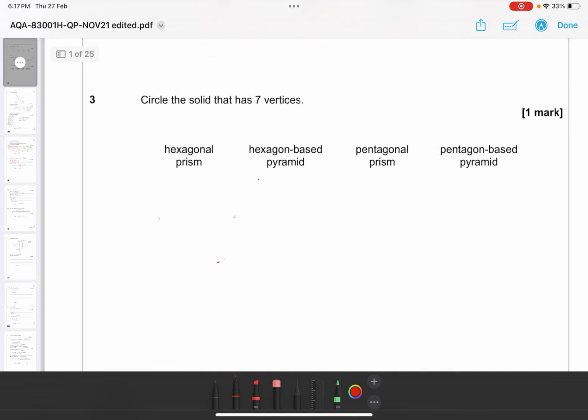Circle the solid that has 7 vertices. Alright, what do you mean by hexagon? Hexagon has 6 sides, right? 1, 2, 3, 4, 5, 6. So how many vertices are there? If we check carefully, 1, 2, 3, 4, 5 and 6 vertices. If it is a prism, it will have more than one face. So total would be more than 7. Yes or no? So this one is wrong. The same goes for pentagonal prism.